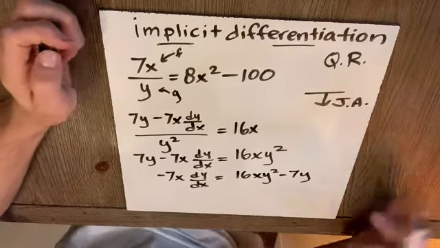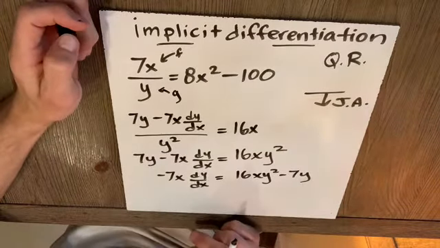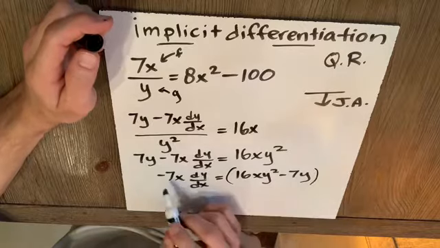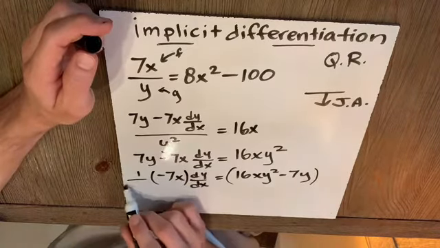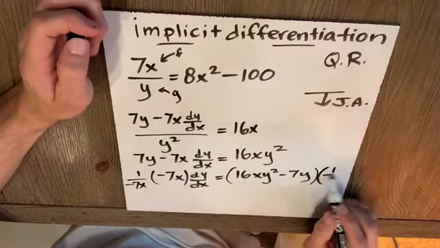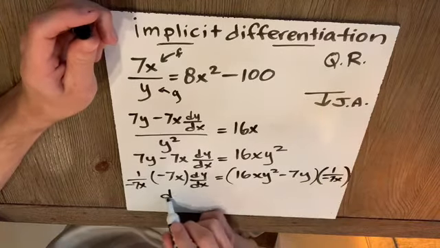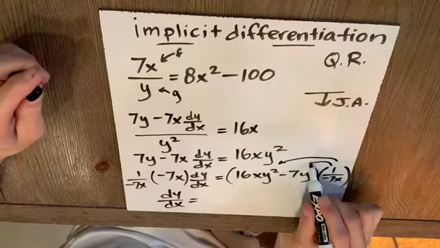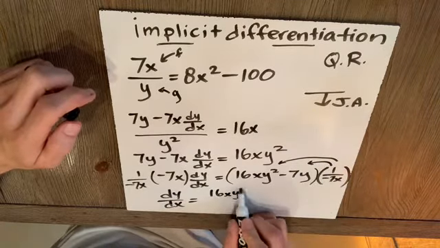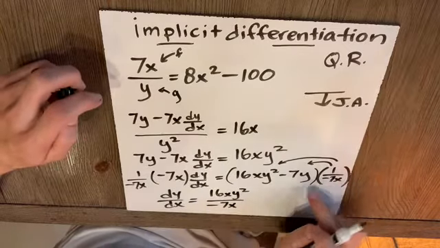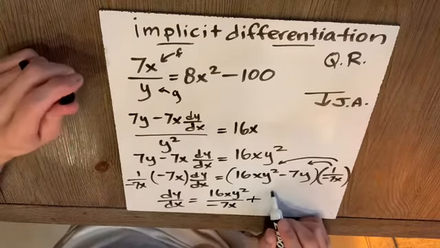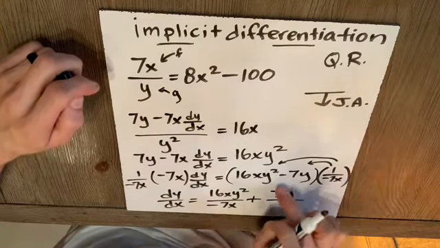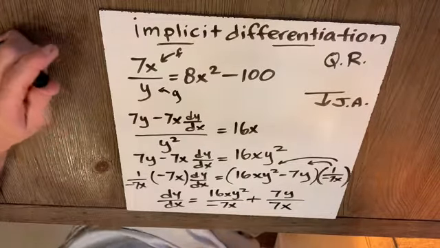Now, I could divide both sides by 7x, but I prefer to multiply both sides by the reciprocal. So just hear me out. If I multiply this by 1 over negative 7x, and I multiply this side by 1 over negative 7x, in my experience, students have a better time dealing with getting the correct answer. If I distribute this to both, I get 16xy squared over negative 7x. Negative times negative is positive, and I'm left with 7y over 7x.